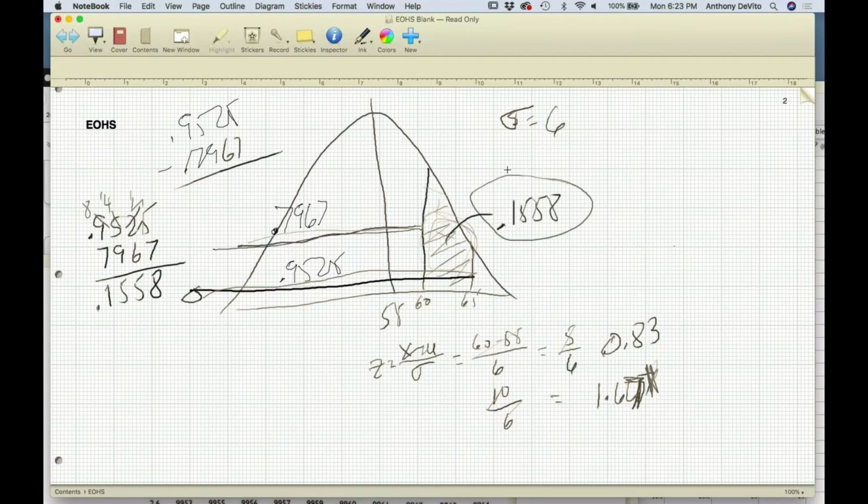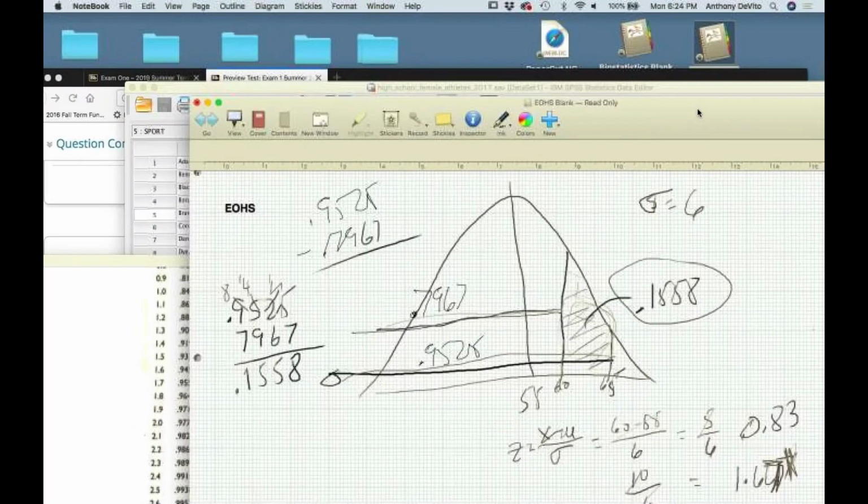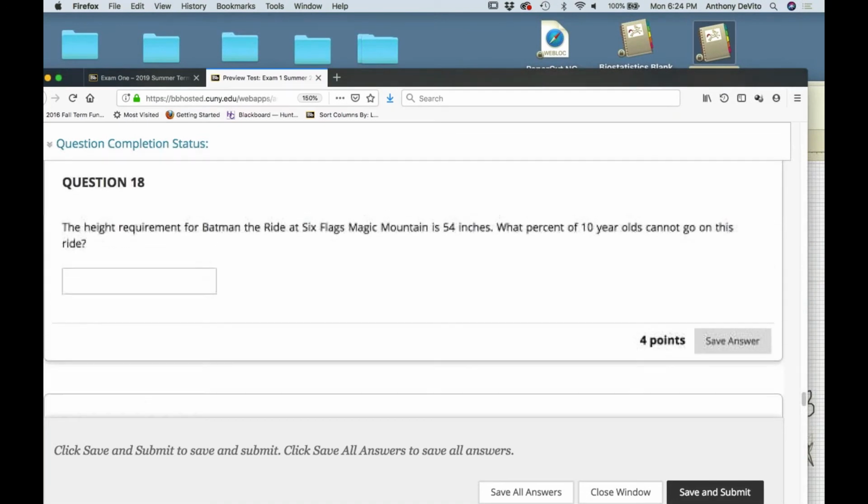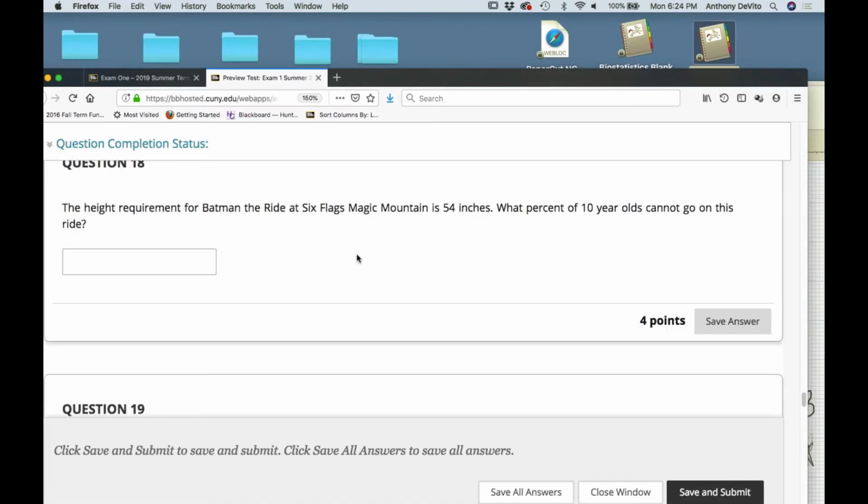And that is the percentage of 10-year-olds in this population who would be between those two heights. It would also be the probability that if we picked a random 10-year-old, he would be in that range of heights. Okay, and the next one is the one that I think confused a few people. The height requirement for the Batman ride at Six Flags Magic Mountain is 54 inches. What percentage of 10-year-olds cannot go on this ride?